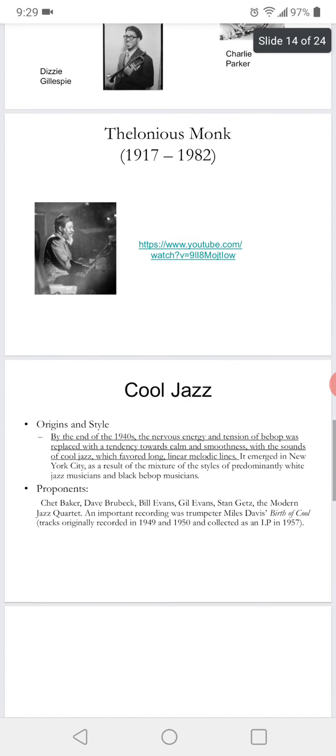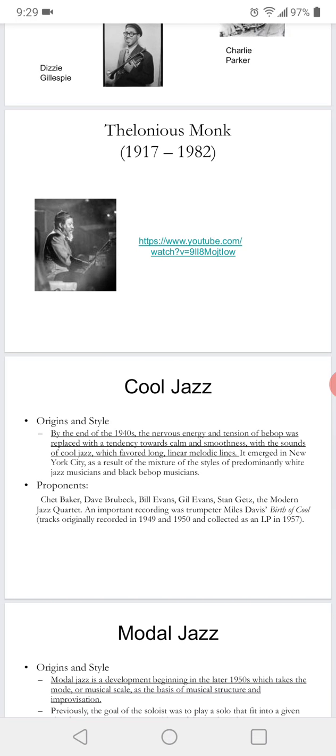Then cool jazz. Cool jazz, again, it's a different type of jazz. It started in the 40s. And the difference between bebop and cool jazz is that it was more calm. It was a smoother form of jazz. So it was not supposed to be frenetic, it was supposed to be challenging rhythmically, and in fact, it had very linear melodic lines, right? It was still sophisticated for that time, but it was different from bebop.